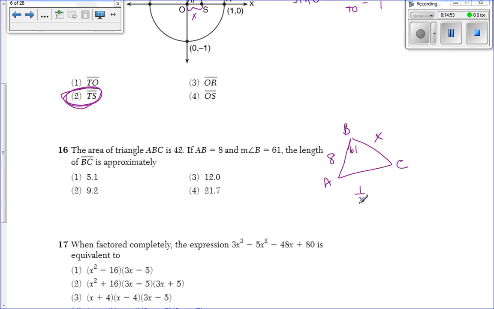Well, we have 1/2 times x times 8 times the sine of 61, and it's equal to 42. That's what they told us the area was. So what we need to do is basically half of 8 is 4. So 42 equals 4x times the sine of 61. Divide both sides by 4 sine 61.